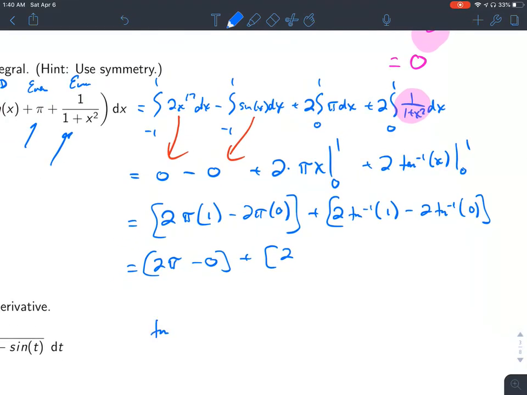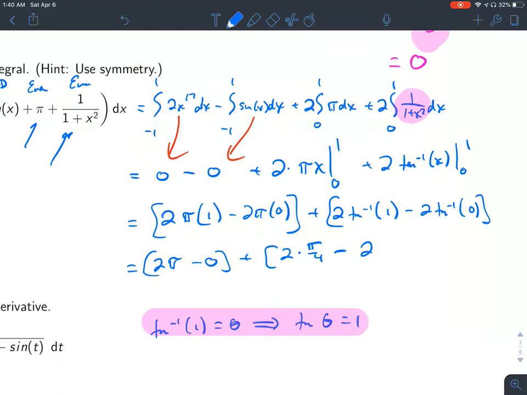Tangent inverse of 1 equals some angle is the same question as saying tangent of what angle is 1. Those are equivalent statements. You don't need to write that down for your work, but I just want to make sure you remember that from pre-calc. Tangent's equal to 1 when your y and x values are the same. That happens at 45 degrees, or pi over 4, minus 2 times tangent inverse of 0.